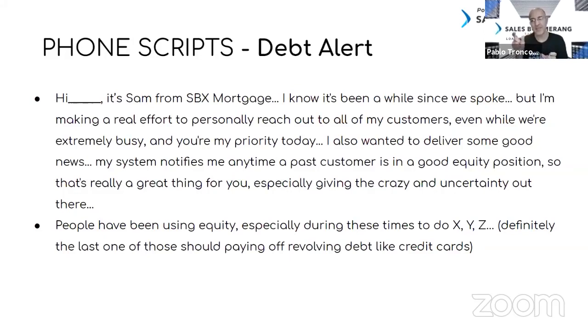Definitely make the debt the last one. If you're giving three options, three reasons why people are using equity during these times, you might have very specific cases that you can talk about, which is fantastic. If you want to be more general, that's okay too. People are using it to do home improvements. People are using it to help ease the pain of student loans, and people are using it to pay off their credit card debt and save money by consolidating credit card debt and revolving debt. Make sure that the revolving debt, the reason why you have the alert, is the last thing you say.